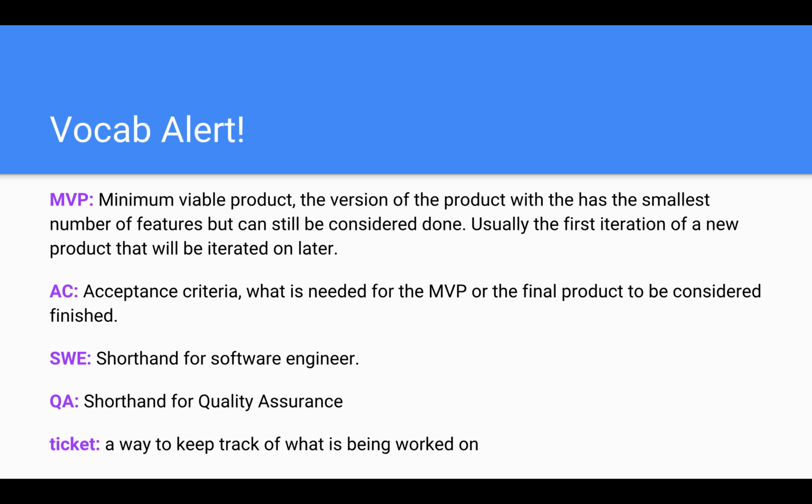Who does what? Before we start, we're going to do some vocab. MVP stands for Minimum Viable Product. It's the version of the product that has the smallest number of features but can still be considered done, usually the first iteration of a new product that will be iterated on later. AC stands for Acceptance Criteria. This is what is needed for the MVP or the final product to be considered finished. SWE is shorthand for Software Engineer. QA is shorthand for Quality Assurance. And a ticket is a way to keep track of what's being worked on.